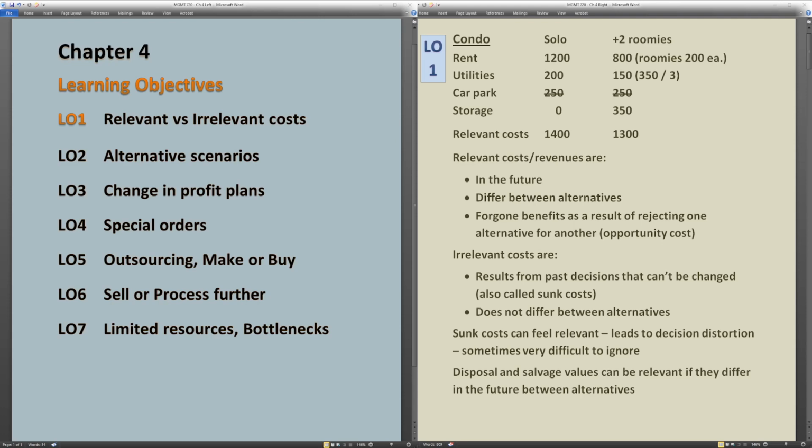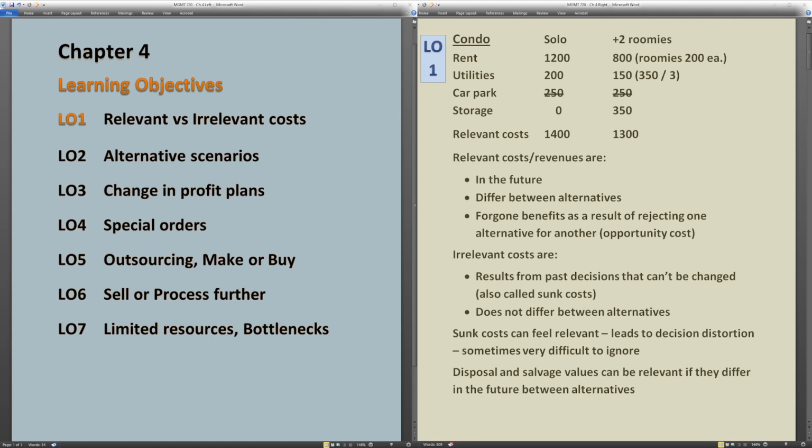The first thing we're going to look at is the concept of what is a relevant cost versus an irrelevant cost. Now, as opposed to GAAP accounting, which requires inclusion of all costs in the financial statements, managerial accounting typically only looks at those costs that help us make decisions, and we term those costs relevant cost. What is a relevant cost? It's something that happens in the future, and it differs between alternatives, and sometimes we have a special type of relevant cost called an opportunity cost, meaning if you choose one path versus another, you may forego some benefits.